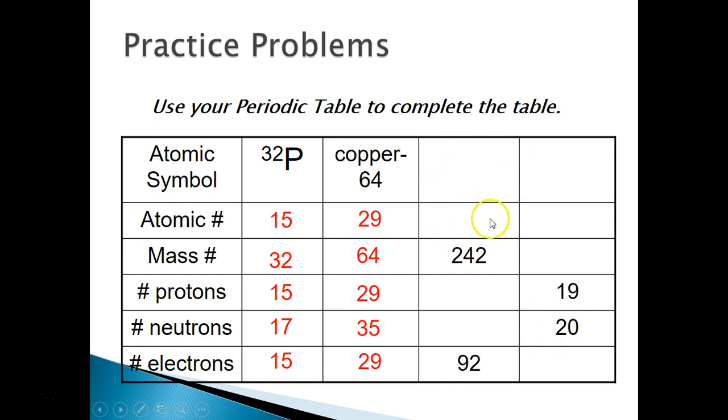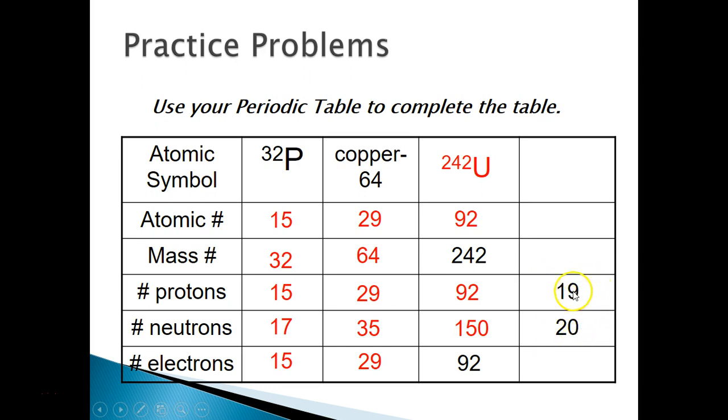Now here we're not given an atomic number, a name, or a symbol, but we are given a number of electrons. Now we know that in a neutral atom, electrons will be equal to protons, and the number of protons is the atomic number. So now we have to go and find the element on the periodic table with an atomic number of 92. And we see that it's uranium, so this is uranium-242. So to find the number of neutrons, we're going to subtract 92 from 242, which gives us 150.